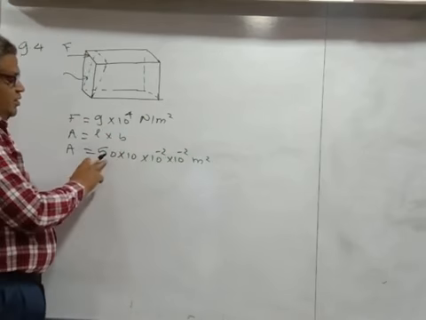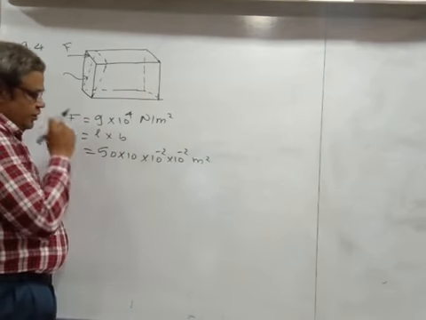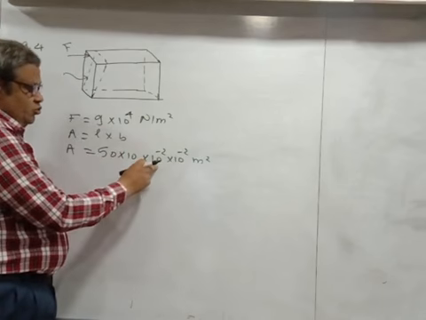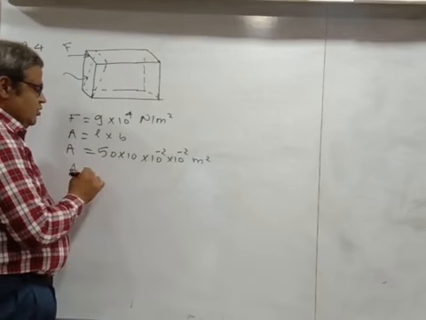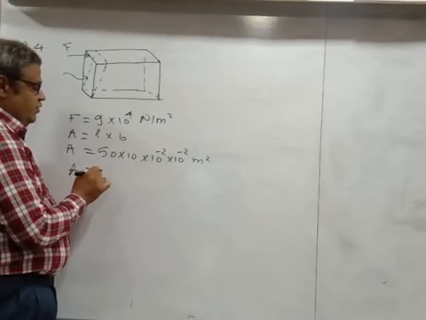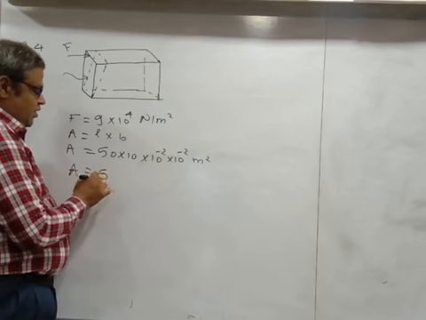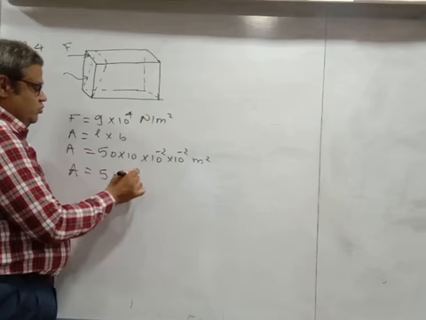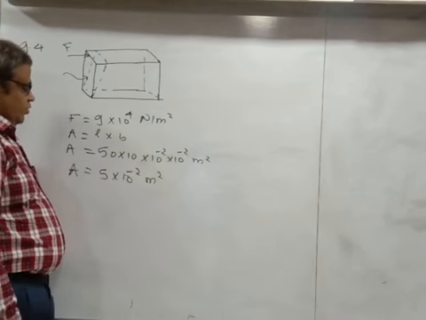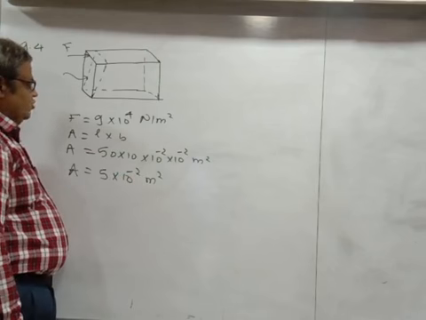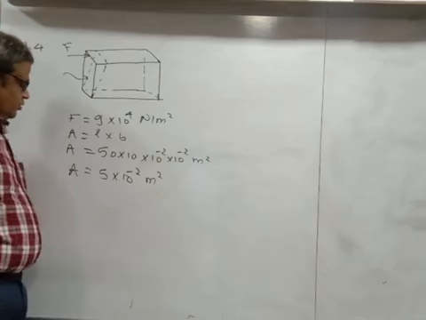What we need here? Here 50 centimeter is given. So 50 into 10 raised to minus 2 will be meter. 10 into 10 raised to minus 2 will be meter. So area is equal to 5 into 10 raised to minus 2 meter square. This is going to be the area.